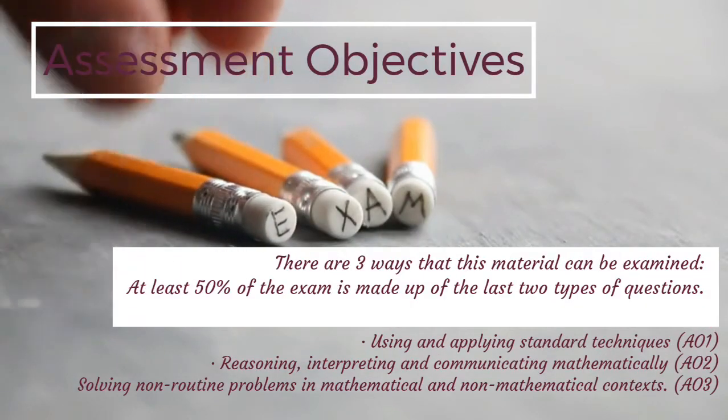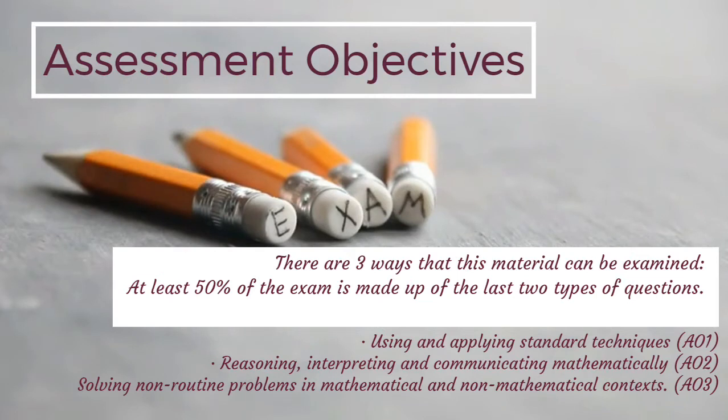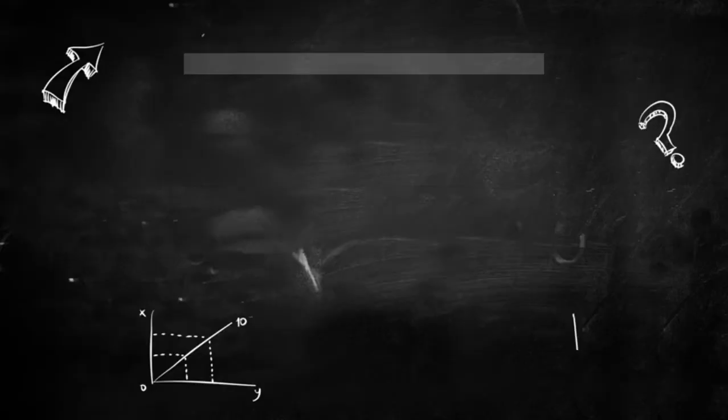For both Foundation and Higher papers, there are 3 ways that this material can be examined, and at least 50% of the exam is made up of the last 2 types of questions. You will definitely be hearing about AO1, AO2, and AO3 questions from your teachers. AO1 is using and applying standard techniques. AO2 is going to be the types of questions where you will be reasoning, interpreting, and communicating mathematically. And AO3 is the type of question where you will be solving non-routine problems in mathematical and non-mathematical contexts.